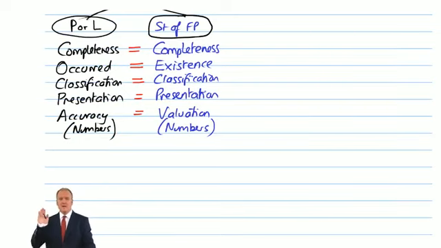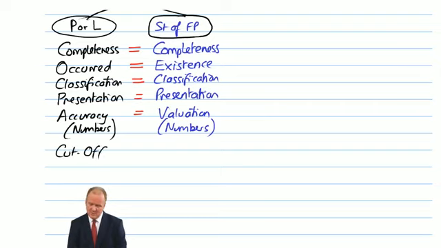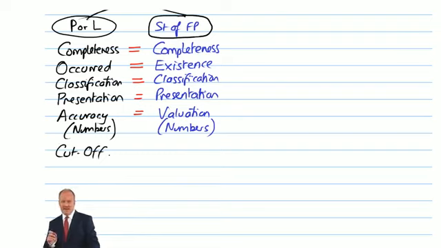So far, 5 principles that seem to be the same. The last one on each list, different. Because with profit or loss, we need to make sure that things are put into the correct accounting year, and that's called cut-off.